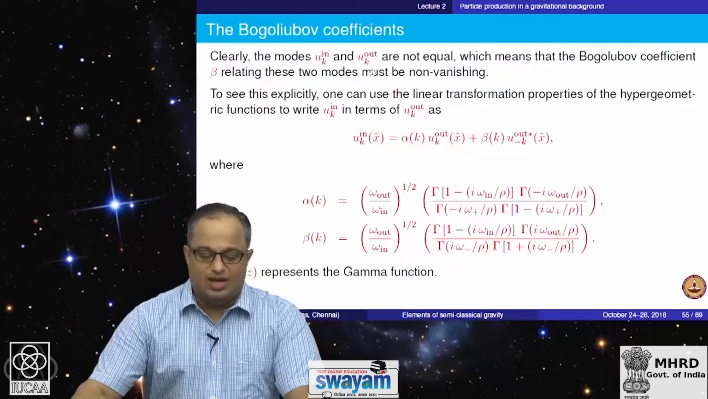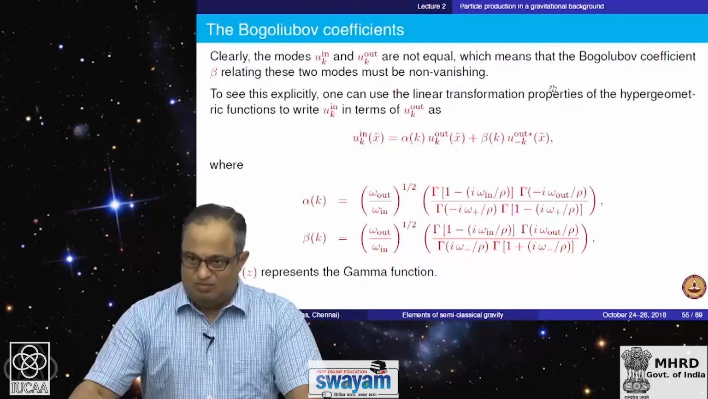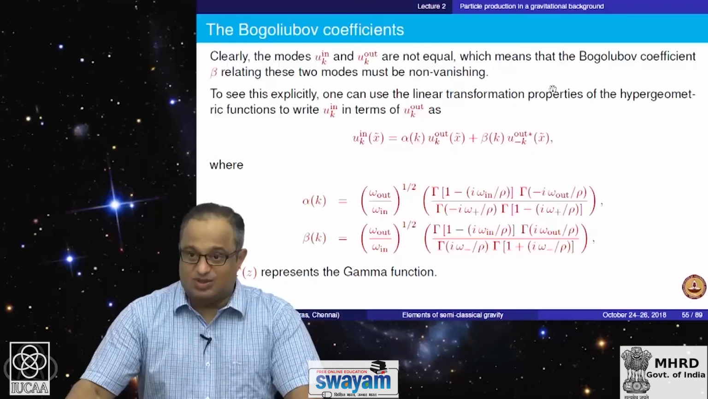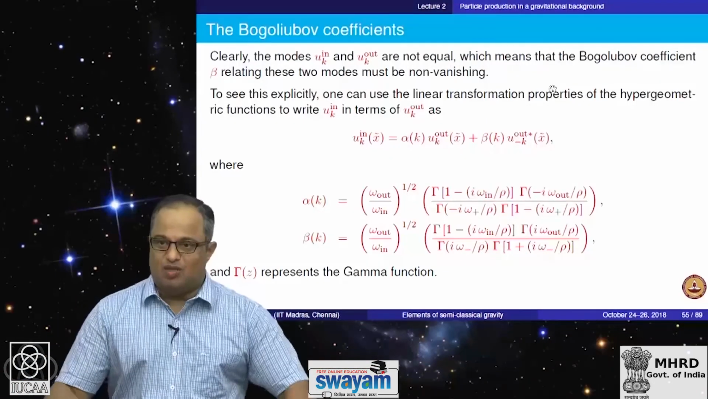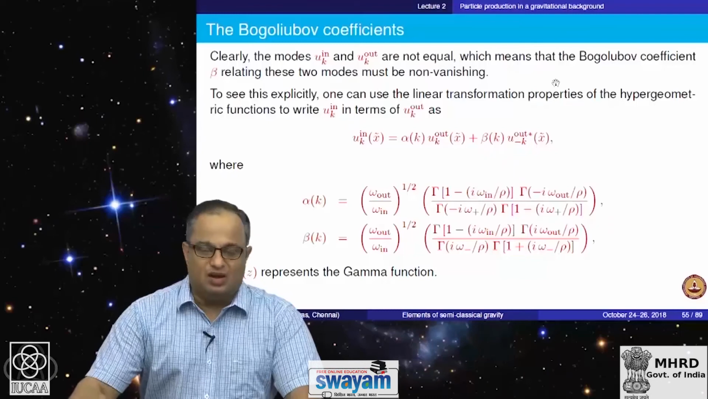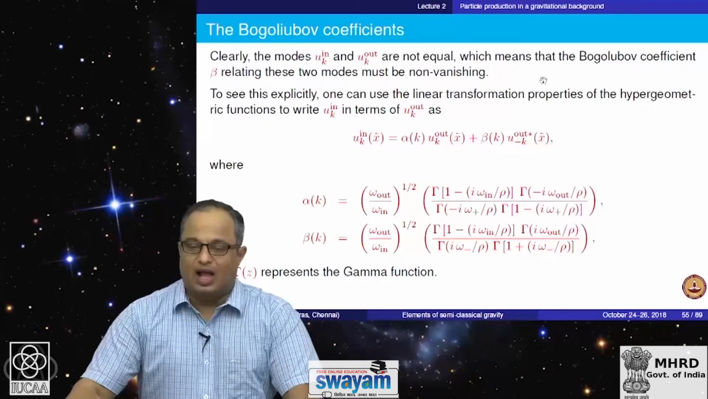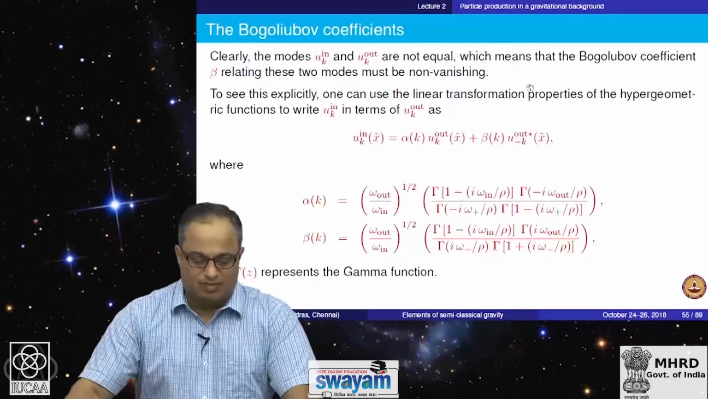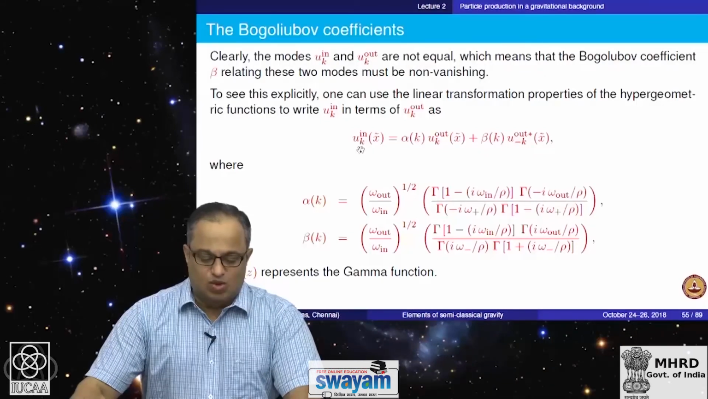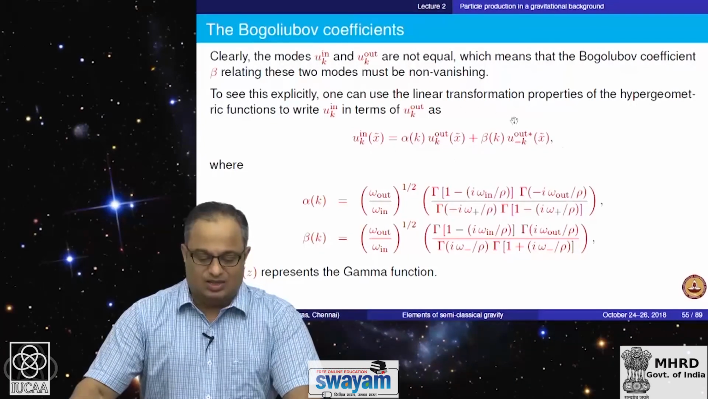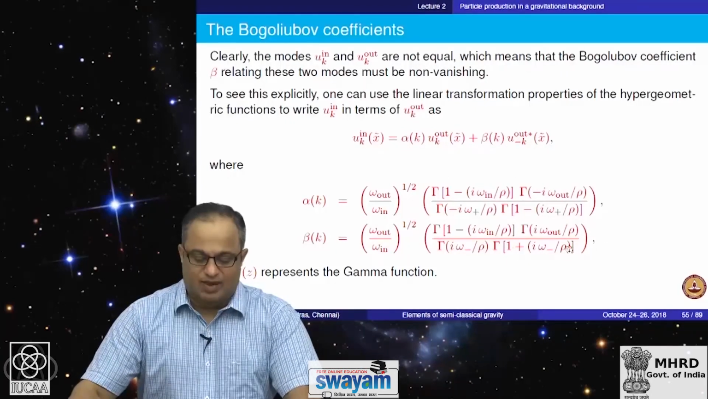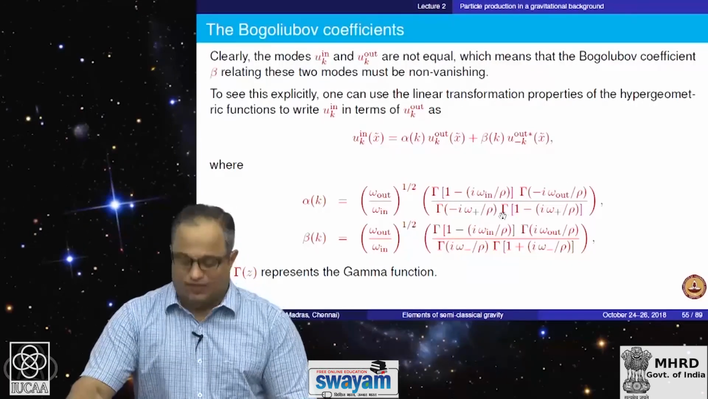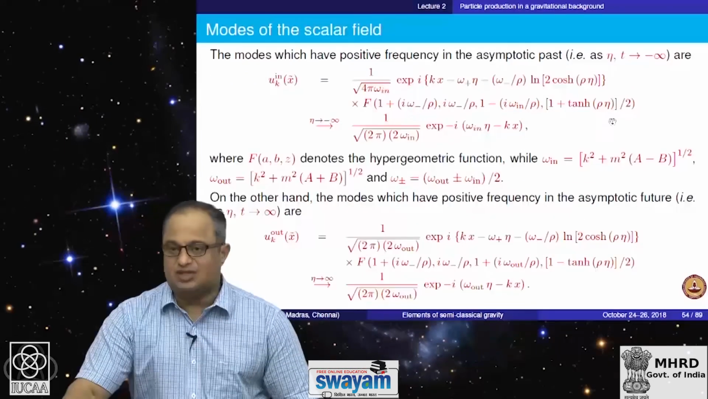Clearly the modes uk in and uk out are not equal, remember these are positive frequency modes. If they had remained the same, then there would be no Bogoliubov coefficient beta. It would have been 0, but they are not the same, and therefore there will be a non-zero Bogoliubov coefficient beta, and you can show that uk in and uk out are related through a beta in this fashion, and beta is non-zero, and it is given by these expressions where these gammas are the gamma functions, and again this just follows from the property of this.